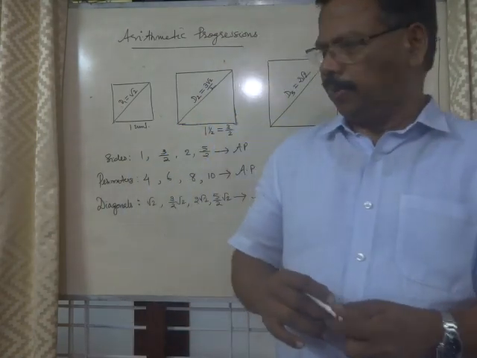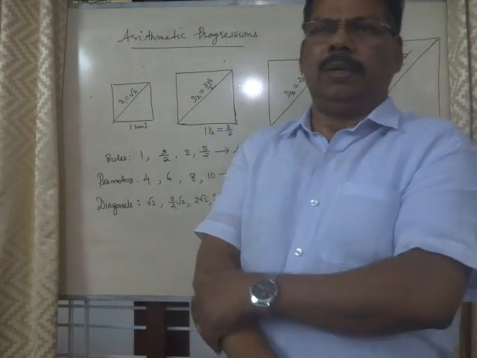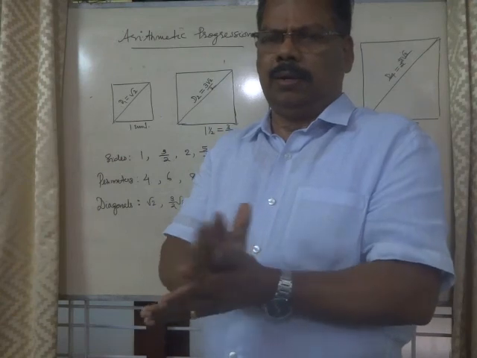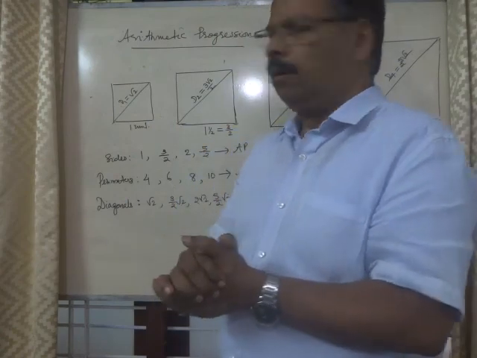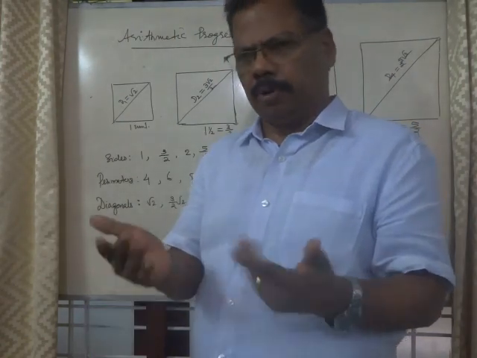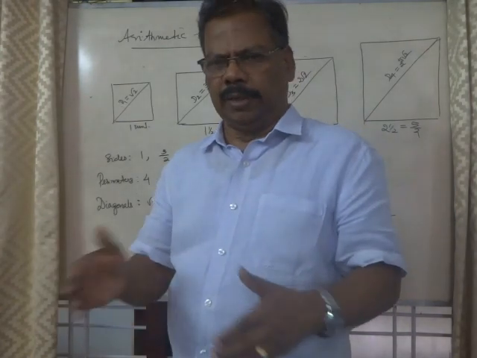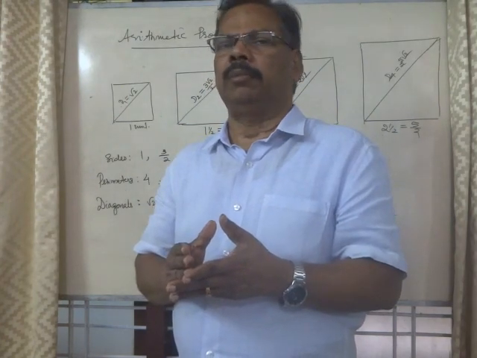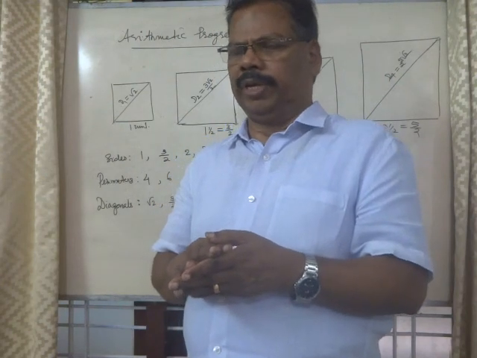Now I have explained what an arithmetic progression is and a property of arithmetic progression. If you take 3 consecutive terms, then the middle term will be the arithmetic mean of the other 2 terms. So for today's video, this is enough.